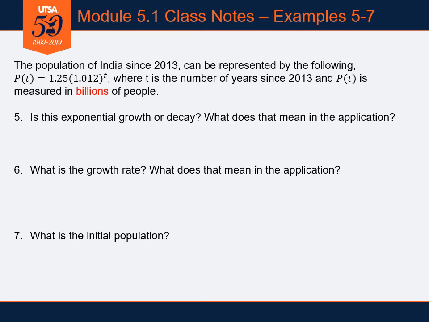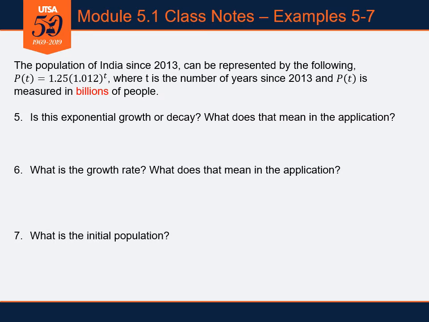In the PDF for the class notes, it mistakenly says millions. There's a lot more people than that in India. Billions is the correct term to use here for the units. All right, so that's the situation. We've got a function that models the population in India at a given time in years here. And let's see what they're asking us to identify.